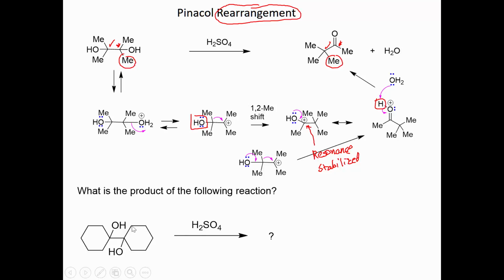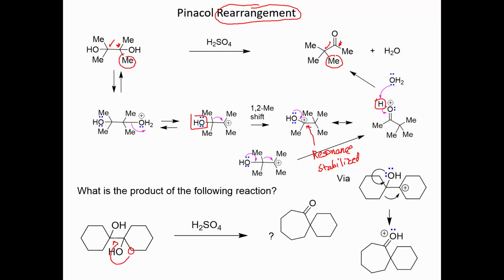We don't have methyl groups here. Instead of the methyls, these carbons attached to the alcohol groups are parts of ring systems. Okay, all right, so let's look at what we get from this Pinacol rearrangement right here. So notice how the methyl group migrates to the carbon adjacent to it. So a similar thing is going to happen here. Ultimately, that carbon is going to end up right there. Okay, and what you're going to see here is that instead of having two 6-membered rings, we're going to have a 6-membered ring and a 7-membered ring. All right, so this is the product right here.